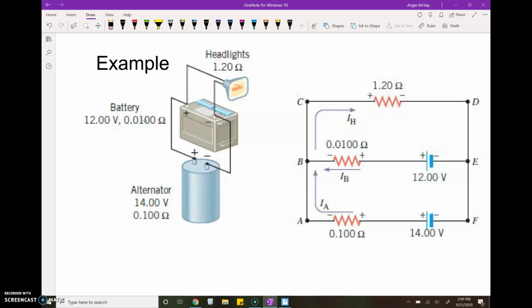Our first step is to decide what direction we predict current will flow in each section of this circuit, in each segment, in each individual wire. It's drawn in here, but think about whether you predict that that makes sense. And I'll meet you back here in part B of the video.